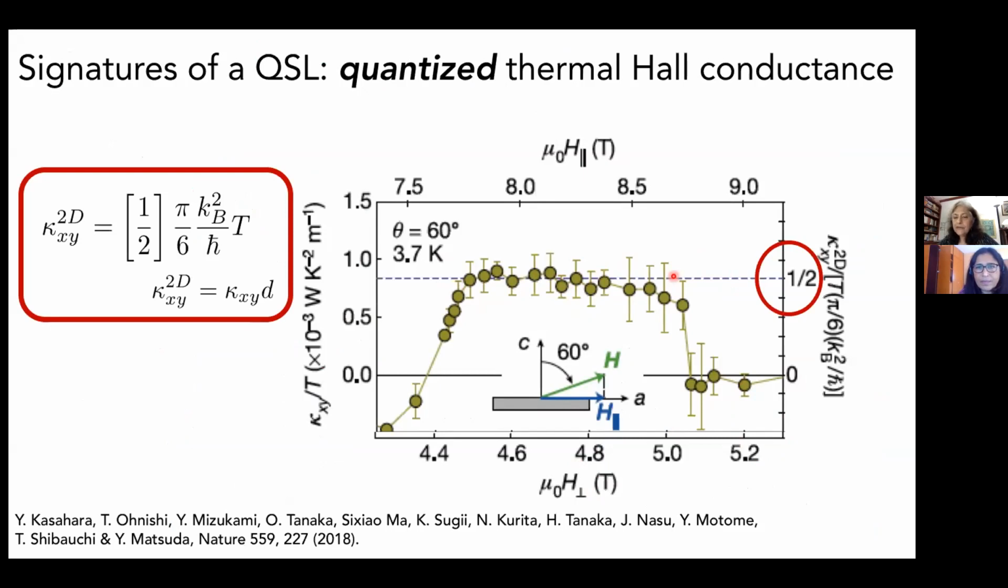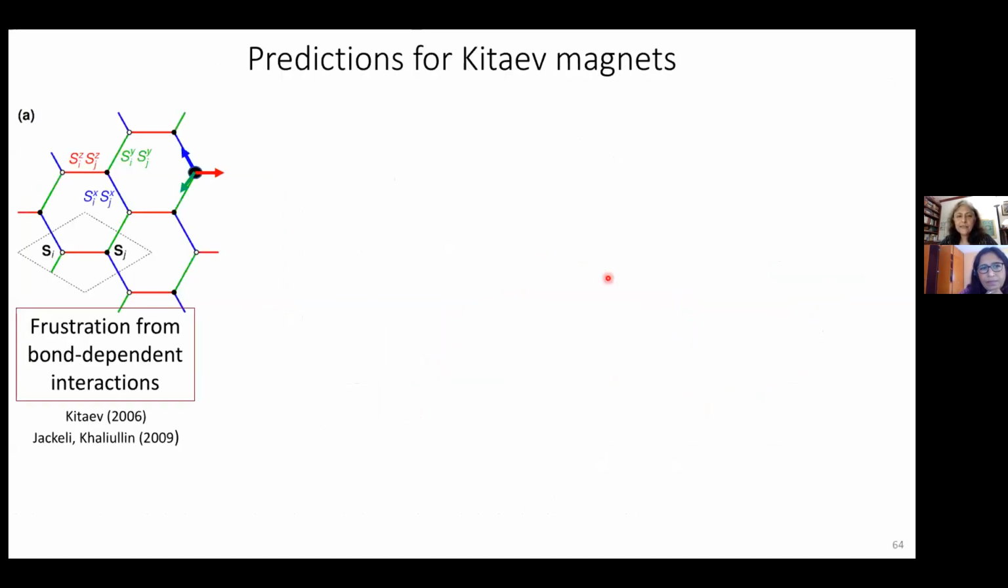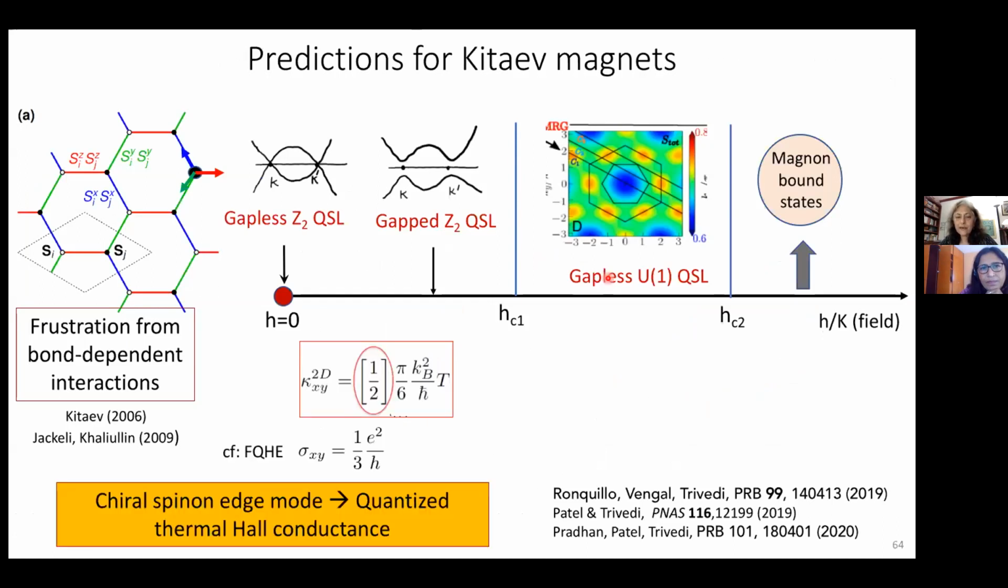So that's a very nice experiment, except people are still waiting for confirmation from other groups, and also confirmation on possibly other directions of the field, because there are some other predictions on that. But this kind of experiment would be like a smoking gun experiment, which directly sees the signature of the Majorana at the edge. So let me just conclude with these results.